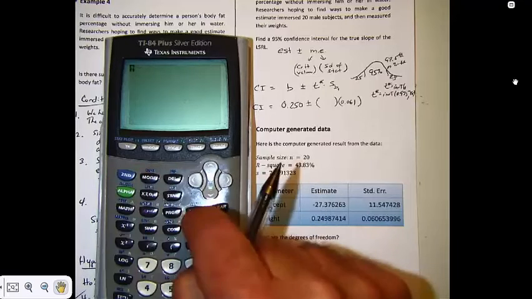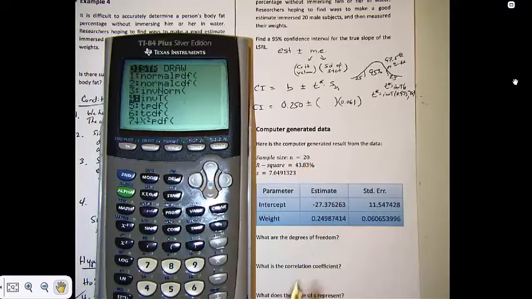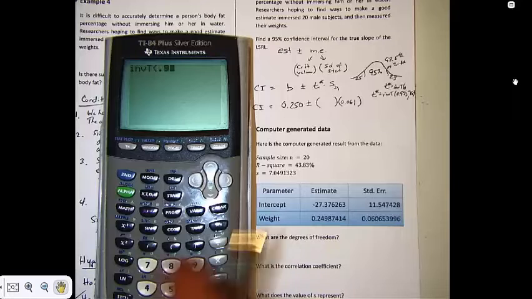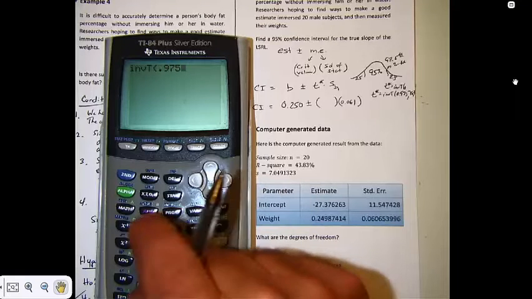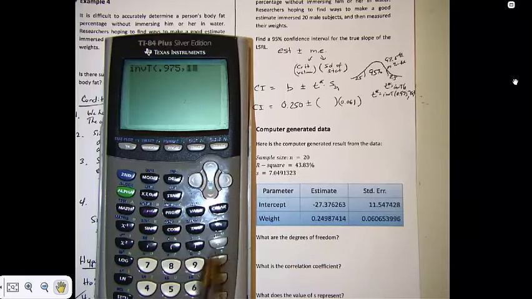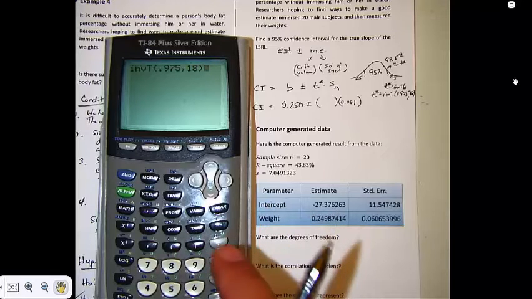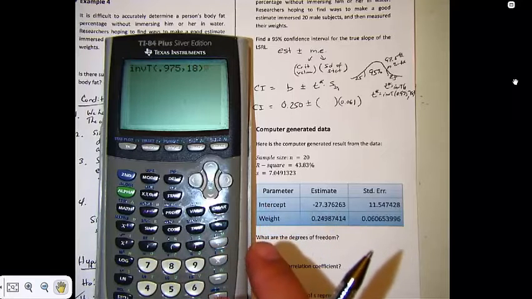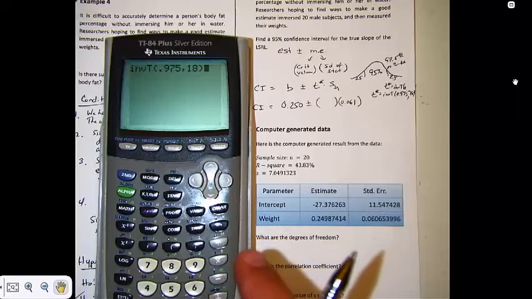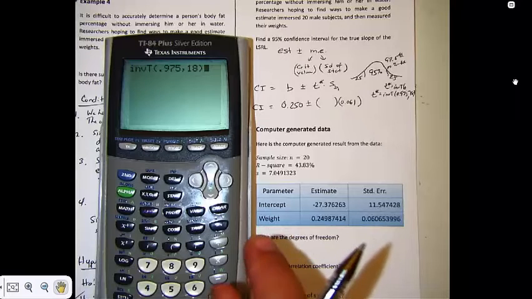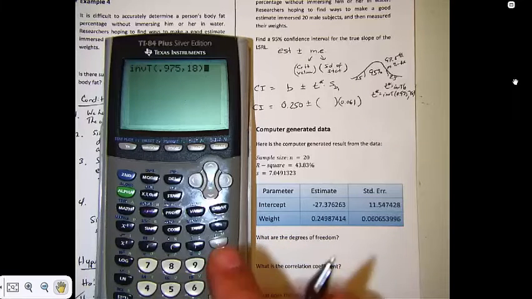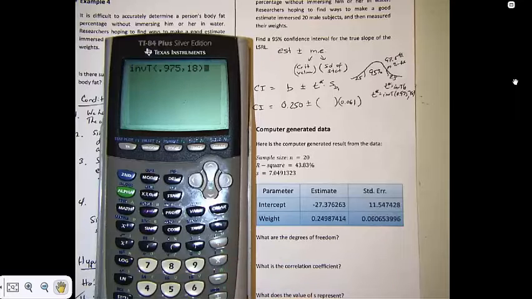So we're going to go 2nd, DISTR, inverse t. I want the 97.5th percentile of a t-curve that has 18 degrees of freedom. And recall, degrees of freedom is equal to the number of bivariate pieces of data that we have minus 2, since we're losing 2 degrees of freedom because we're estimating both alpha and beta in our least squares regression line. So that gives us a t star value here of 2.101.